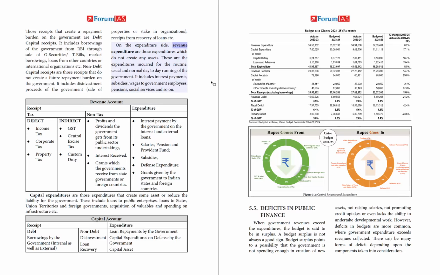On the expenditure side, revenue expenditures are those expenditures which do not create any assets. These are the expenditures incurred for the routine, usual, and normal day-to-day running of the government. It includes interest payments, subsidies, wages to government employees, pensions, social services, and so on.